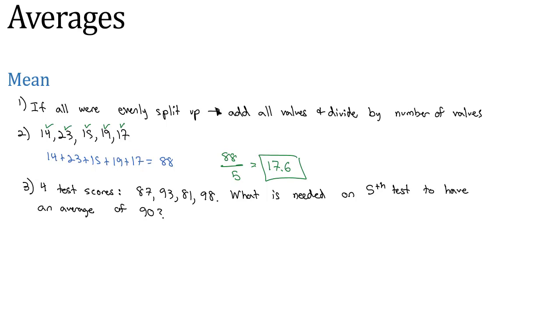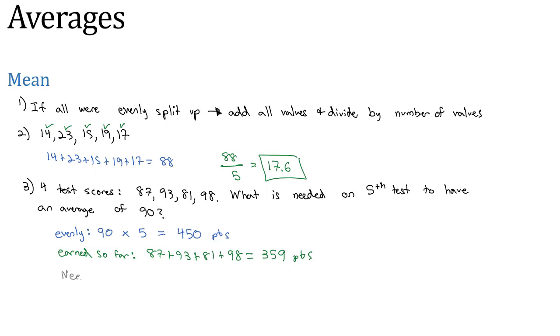Well, I know an average of 90 would mean all the test score points evenly split up between the 5 tests would be 90 points per test. So if they're all divided evenly at 90 points each for 5 tests, multiplying that tells me there needs to be a total of 450 points earned on all of the tests. Well, how much have I earned so far? Well, I've got the 87, the 93, the 81, and the 98. Adding that all together should give me 359 points earned so far.